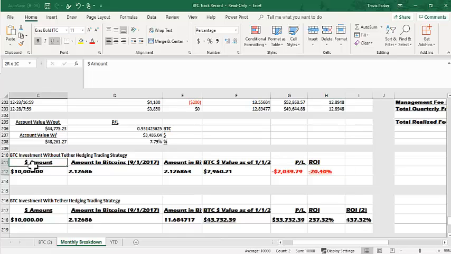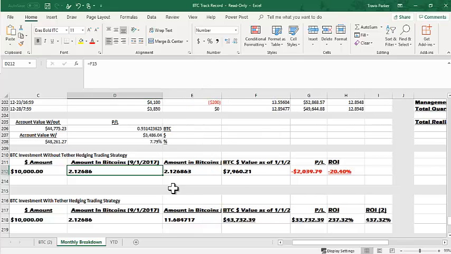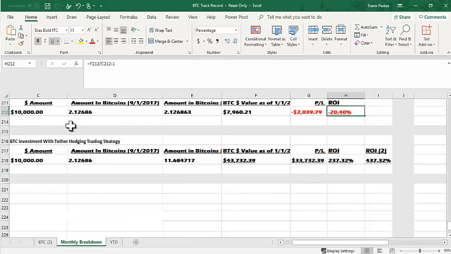So $10,000 invested on September 1st, 2017 would have gotten you 2.12 coins. The amount in Bitcoins you'd have today, if you didn't trade anything, would obviously be the same. That value today in the market, as of January 1st, would be 7,960. So that would be a loss of 20% if you invested on September 1st.